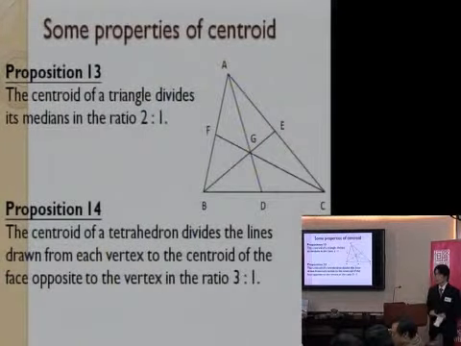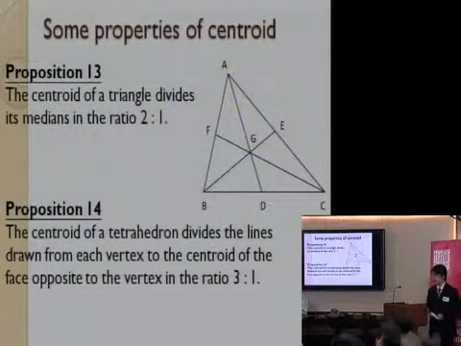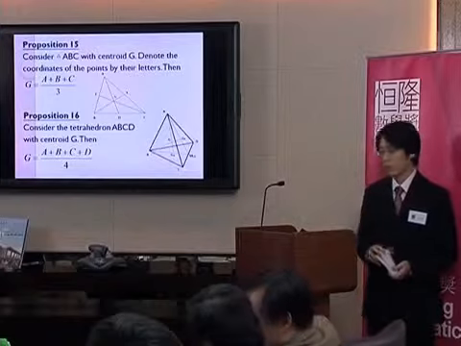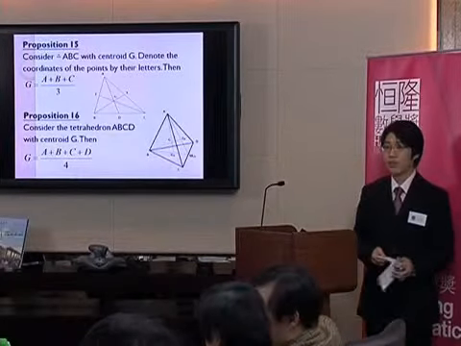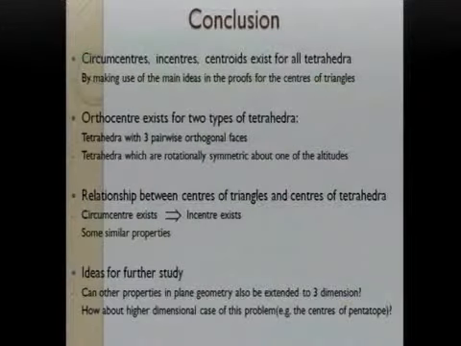Then we come to the centroid. We know that for triangles, the centroid divides its medians in a ratio 2:1. And naturally, there is a similar property for the centroid of the tetrahedron. But this time, the ratio is 3:1 instead of 2:1. And also, we found that we can represent the coordinates of the centroid of a tetrahedron by the arithmetic mean of the coordinates of the four vertices of the tetrahedron, which is similar to the property we know for a triangle.